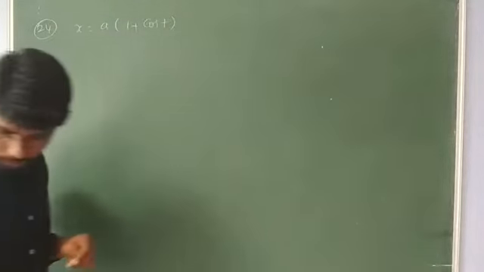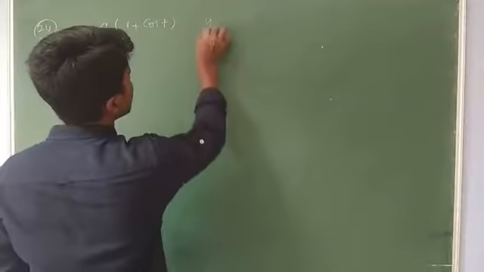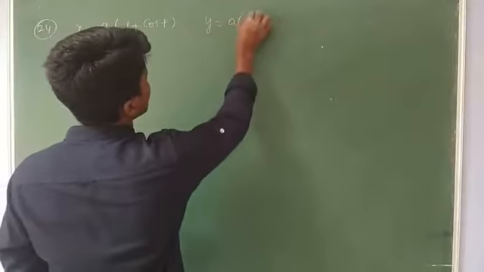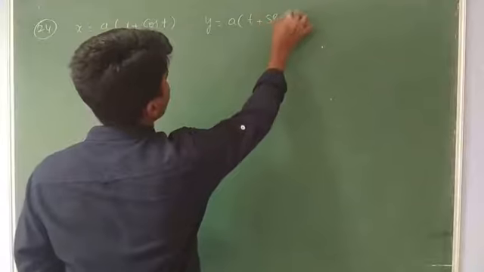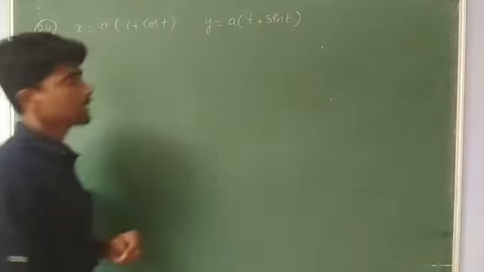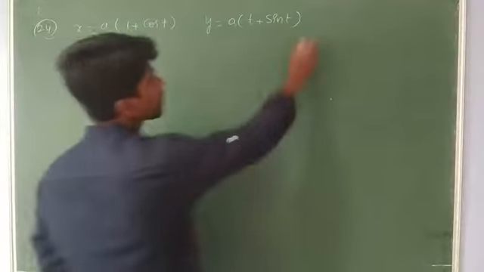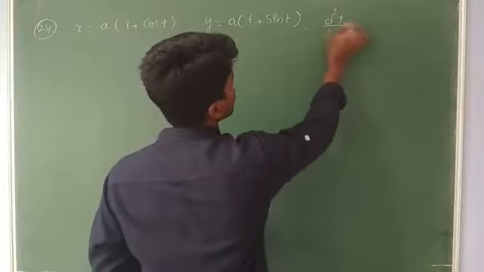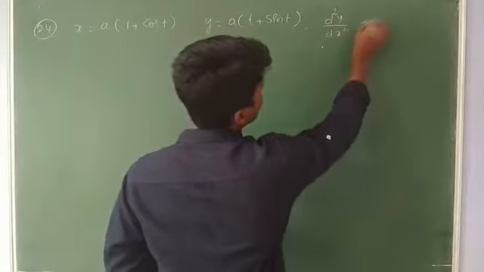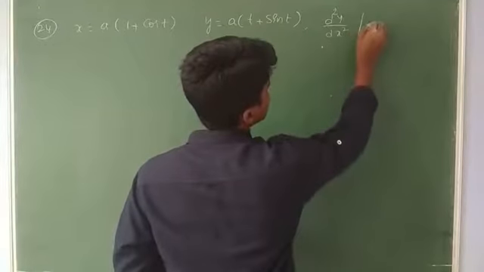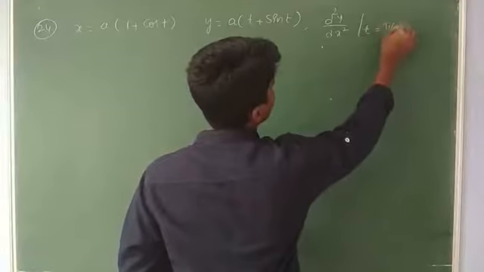y equal to a into (t plus sin t). Find d square y by dx square at t equal to pi by 2.